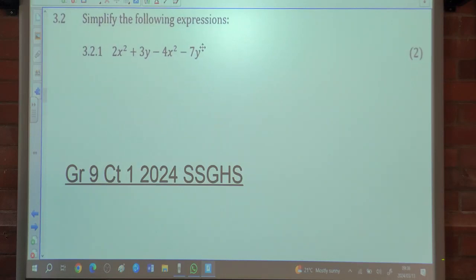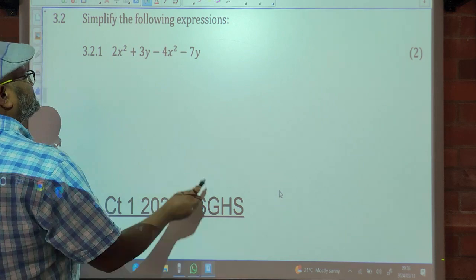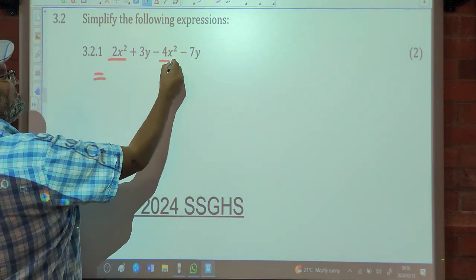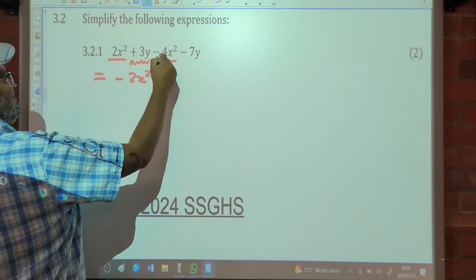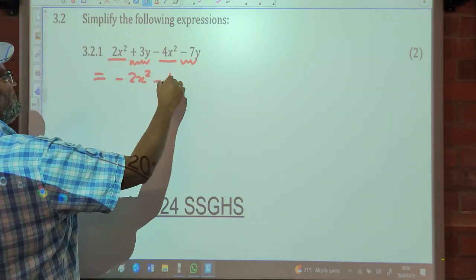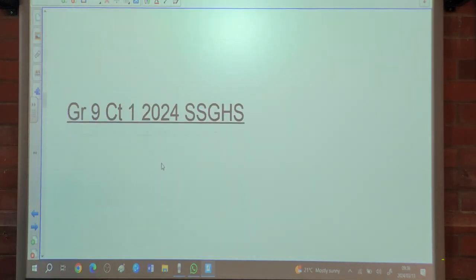Simplify the following expression. So what you're going to do here is like this. 2x squared plus minus 4x squared is negative 2x squared. 3y minus 7y is negative.